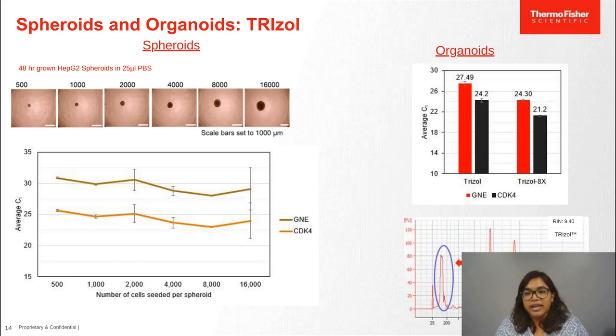For organoids on the right, there's average CT on the y-axis and the number of samples on the x-axis. So the left bars are TRIzol, and the right bars, red and black, are 8 organoids pooled together and then extracted. And you can see that there is about a 3.3 CT difference when you pool 8 organoids together, so we can see linear recovery. On the bottom, it's an Agilent trace, an electropherogram, and you can see that the TRIzol gives pretty good RIN values at 9.4.